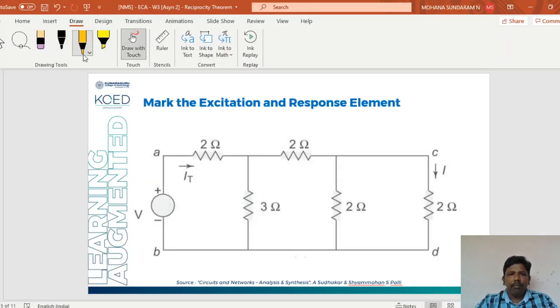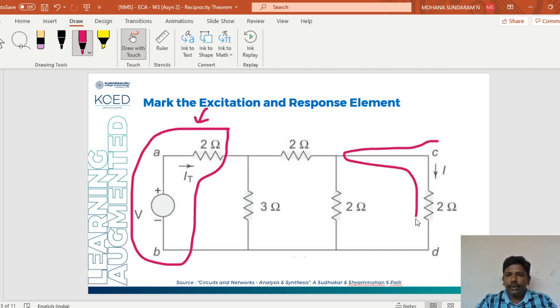So first we will mark the excitation and the response element. So we will mark the source and the response. Here I am going to mark this as the branch. I am going to consider this branch as the excitation, and I am going to consider this branch as your response element. So first we will keep the circuit as such, and we will find out what is the value of current I.